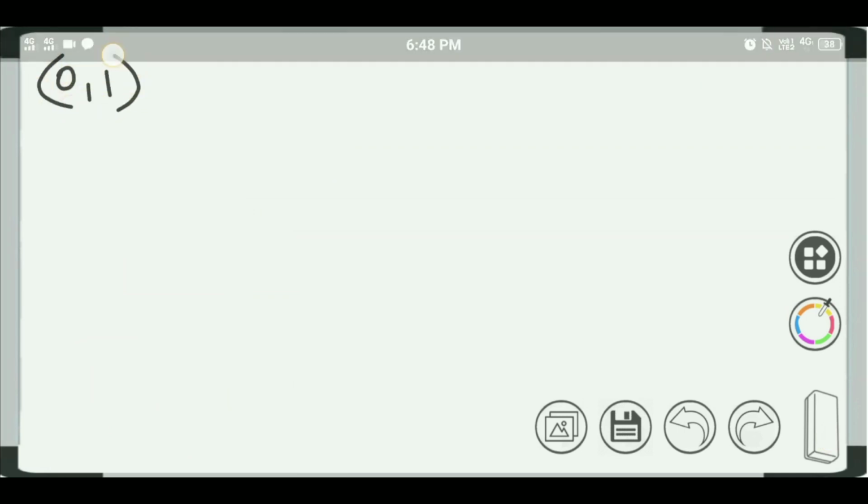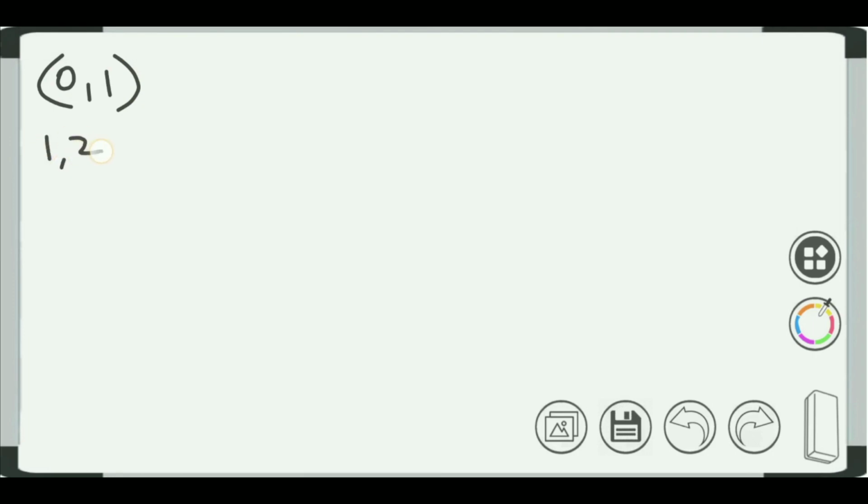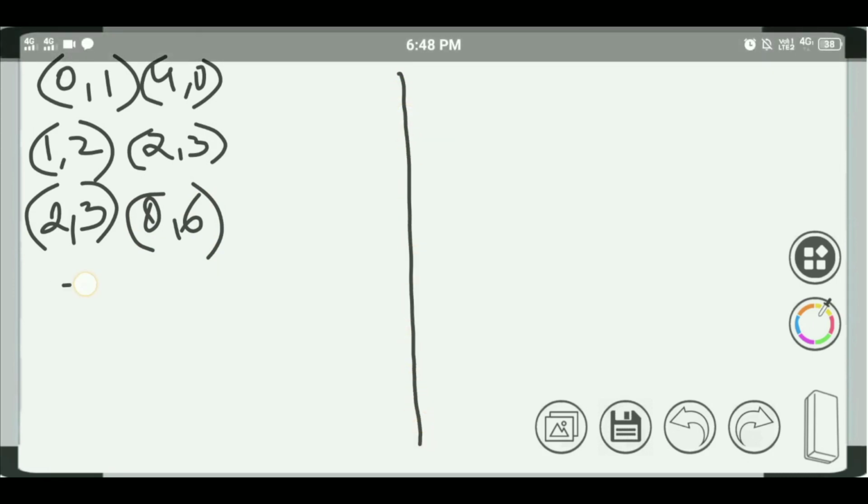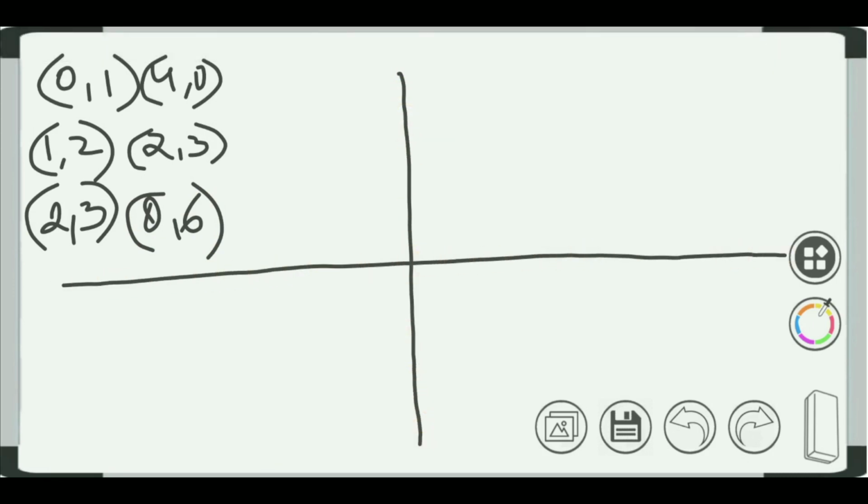Points are 0, 1; 1, 2; 2, 3; 4, 0; 2, 3; 0, 6. Okay. Now we'll draw a Cartesian plane.